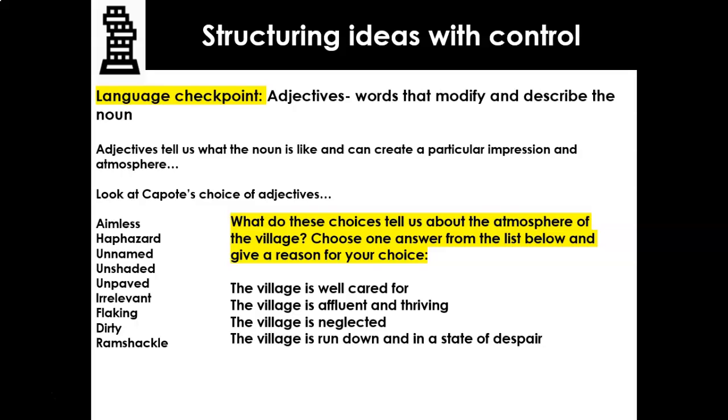Now, to be honest, you could have gone 50-50 here. You could have said the village is neglected. Why? The village is neglected because the writer uses the adjectives dirty and flaking to show that it's been unkempt, it's not looked after. Flaking paint, that it's not been repaired, it's not being touched up, it's not being improved. So you could have gone for that one.